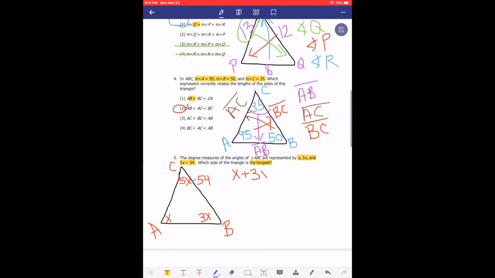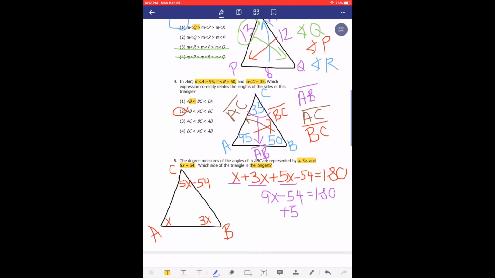x plus 3x plus 5x minus 54 equals 180. Now you want to combine your like terms. x plus 3x plus 5x. So 1 plus 3 plus 5, that will give me 9x. Bring down the minus 54 equals 180. I would add 54 to both sides.